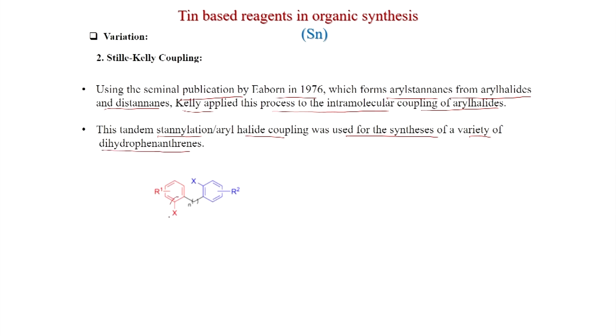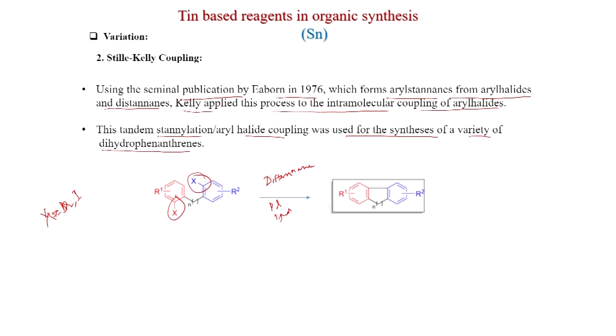So, this is the reaction, you can see two halides are there, generally X is equal to bromine, iodine, etc. And if you put this distannane and palladium, ligand, etc., then you get this cyclization. So, intramolecular coupling, you can see this carbon added to this carbon. So, intramolecular coupling.